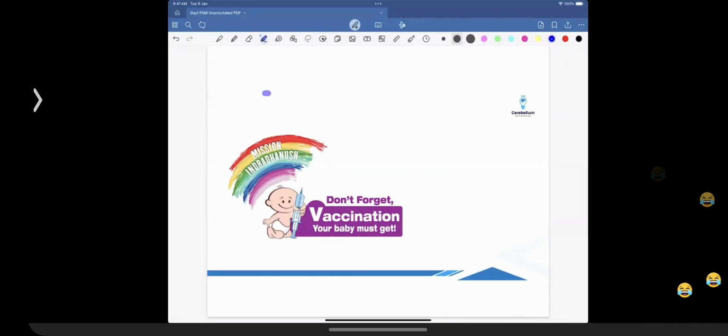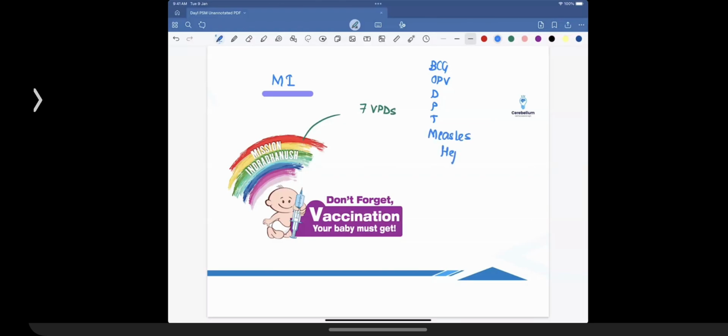This is Mission Indradhanush. Which vaccines? Nigeria is no longer endemic. Yes, initially it covered Indradhanush, 7 colors of the rainbow, 7 vaccine preventable diseases. So we had BCG, OPV, DPT, measles and Hep B. Then 4 more vaccines were added to the program: Japanese encephalitis, IPV, rotaviral, MR. Then 2 more have been added. What are the 2 latest added?